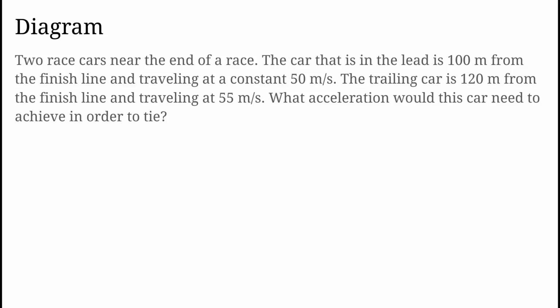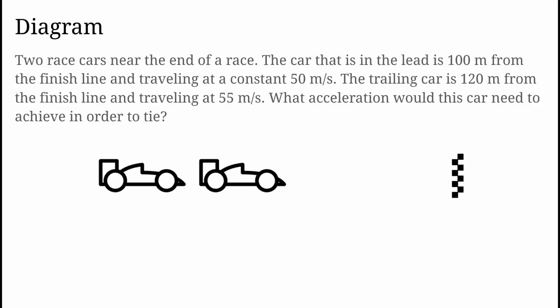In our second problem here, we have two race cars, and they're near the end of a race. One car is leading and is 100 meters from the finish line, traveling at a constant velocity of 50 meters per second. The trailing car, the one that's not leading, is 120 meters from the finish line and traveling at 55 meters per second. The question is, what acceleration would that car need in order to tie the leading car? So here's my diagram.